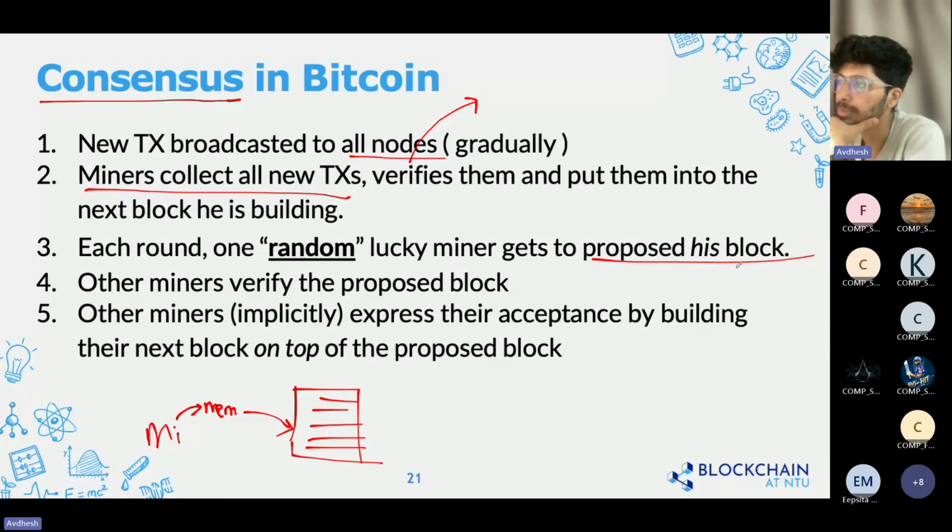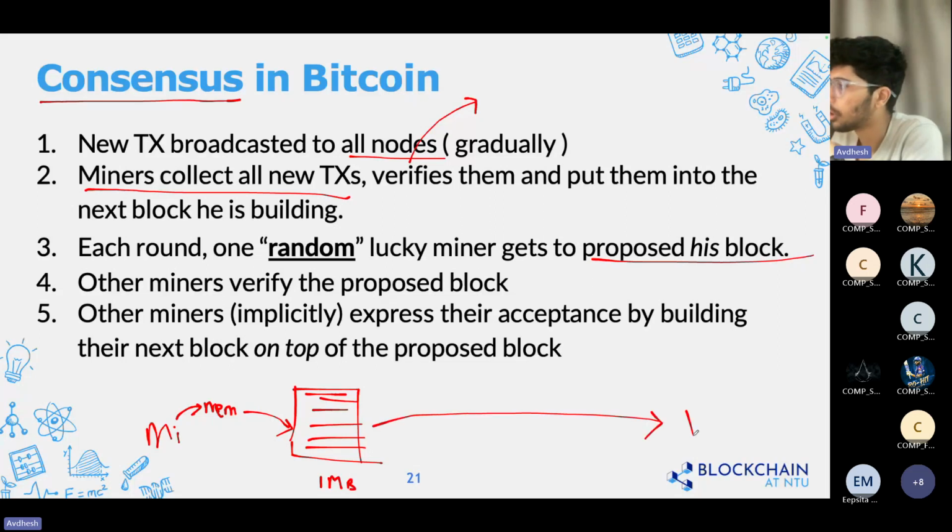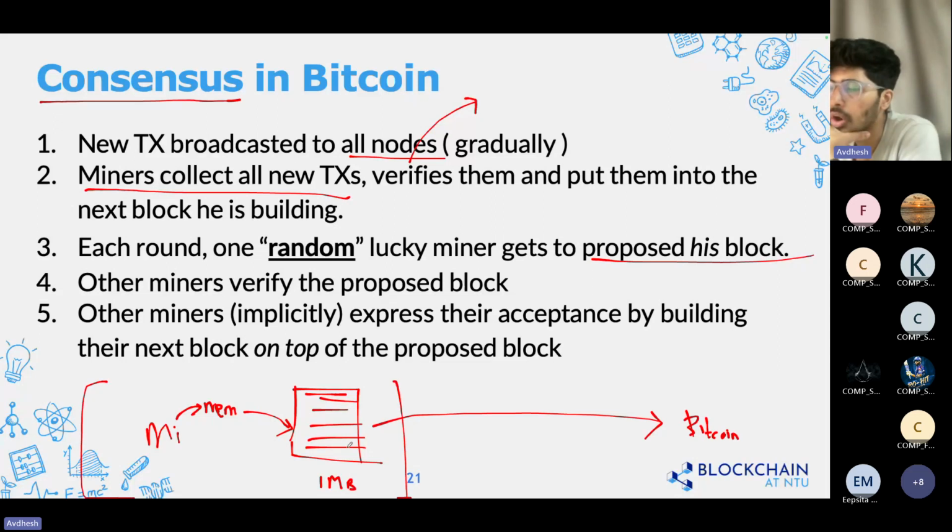After a block has been filled, as I said, the maximum capacity is 1 MB, and the miner tries to fill it as much as possible, up to 1 MB. So this miner will create this block, and then he'll propose it to the Bitcoin blockchain that is currently running. Everything that is happening here right now is happening on the local system of the miner.